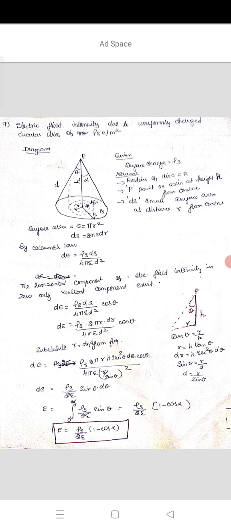Substitute every value from the figure and we get the equation dE is equal to rho s by 2 epsilon sin theta d theta. Here we only consider the vertical components, since all the horizontal components cancel each other. That is why we only consider the cos theta. So rho s by 2 epsilon into 1 minus cos alpha will be the answer for this derivation.